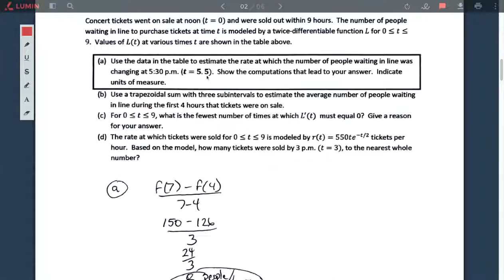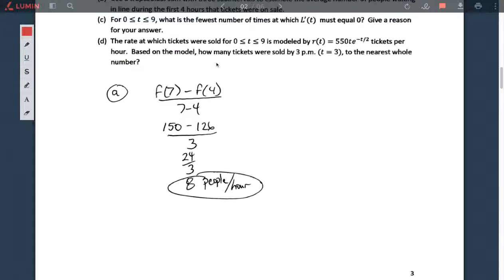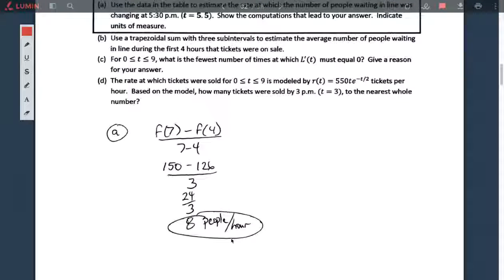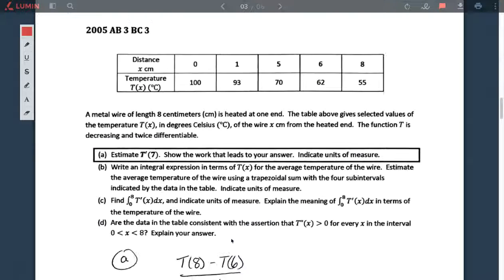So we were estimating the rate at which the number of people waiting in line is changing. So my rate at that spot is 8 people per hour. The line is changing at 8 people per hour. All right, next one.